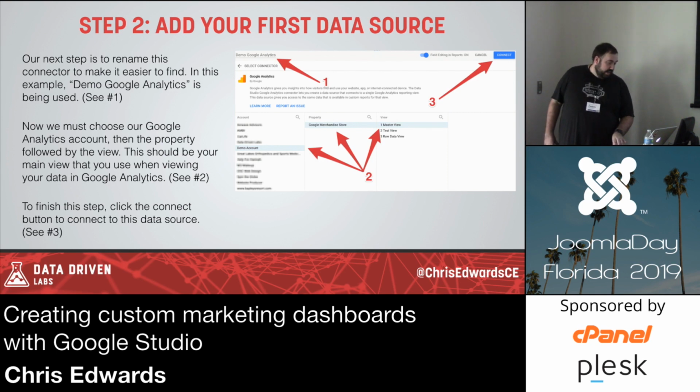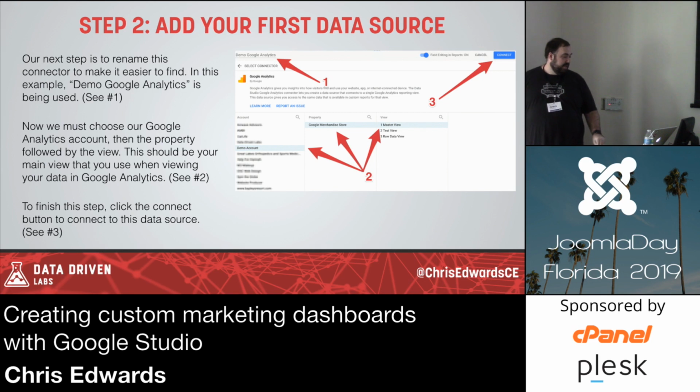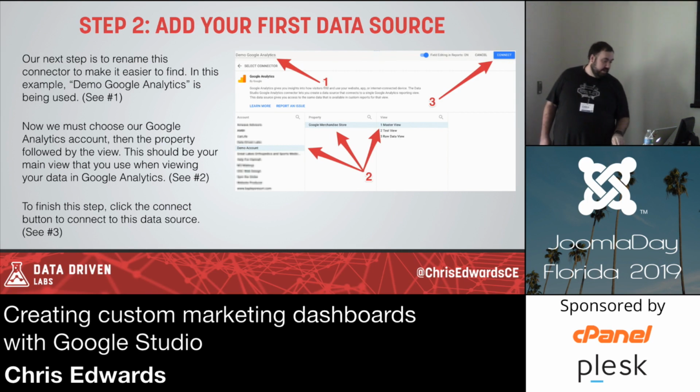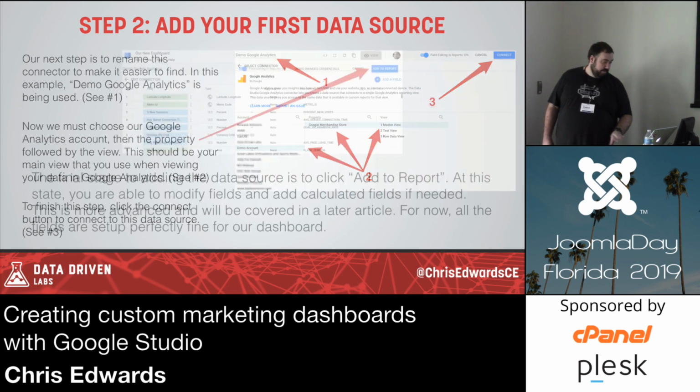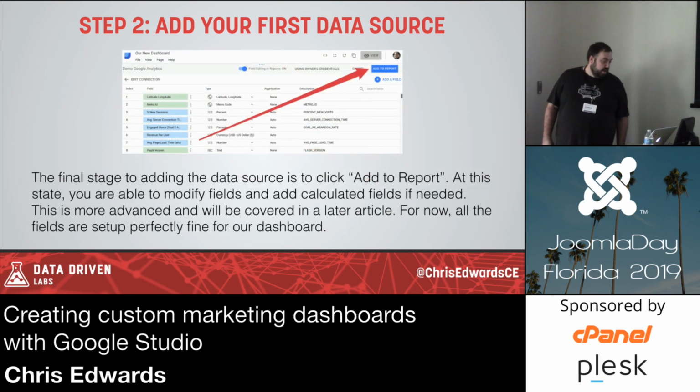And then what we're going to do is select which account it is. So I selected Demo account, Google Merchandise Store, Master View. So you're going to select all the way down to the view. These are just within your analytics account. It'll show you all analytics accounts you have access to. I had a whole bunch in there, but I picked the one that I wanted this one to connect to. And then when we're done, we're going to go over to that corner. We're going to hit connect.